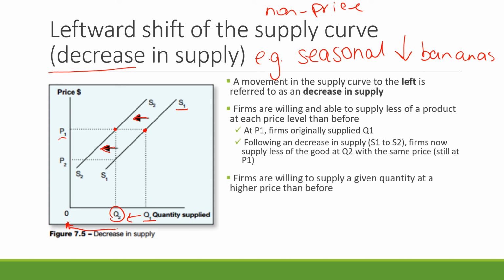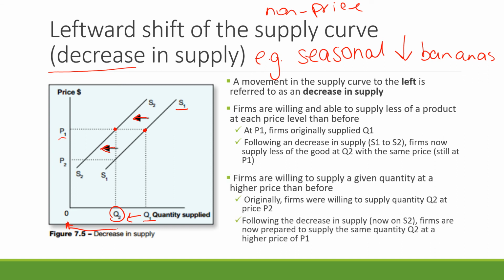The second thing that happens is firms are willing to supply a given quantity at a higher price than before. And that makes perfect sense. When there's less bananas or they're not in season, or really for any fruit or vegetable that's not in season, it's more expensive. And the reason for that is because it's harder to actually grow the crop in this particular scenario.